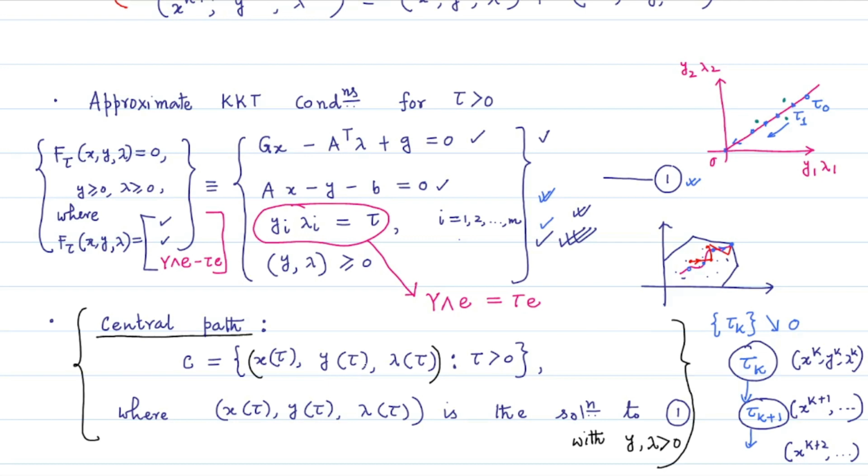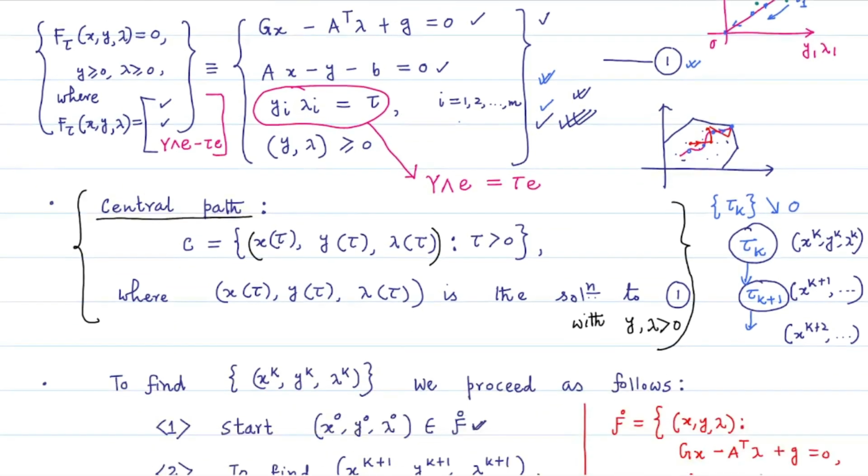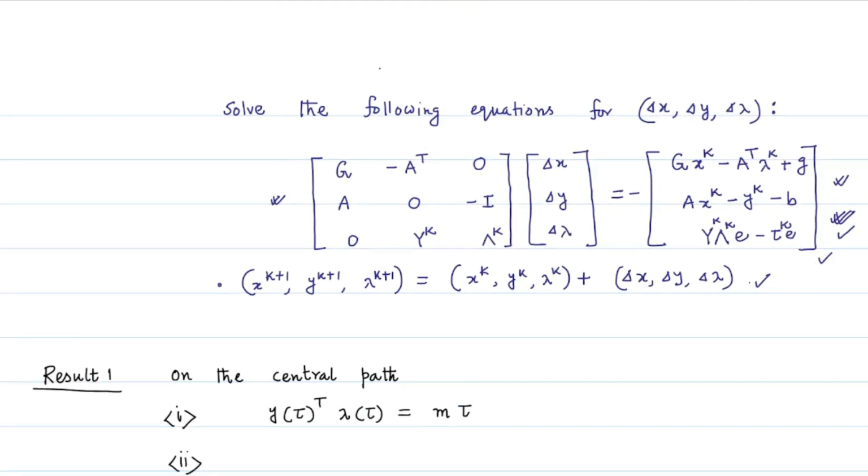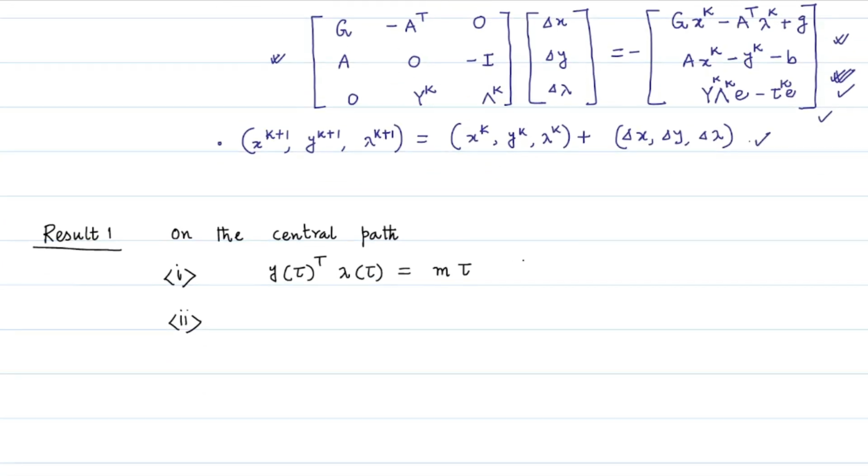And on the central path, we notice that we have y_i lambda_i equal to tau, right? So if I sum all these y_i lambda_i's, you will get on the right hand side m times tau. And that is precisely what I have written over here, that on the central path we have this equation valid. Or you can also write tau equal to 1 by m times the summation of y_i tau times lambda_i tau for i equal to 1 to m.